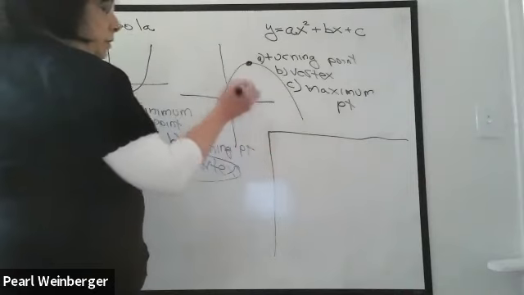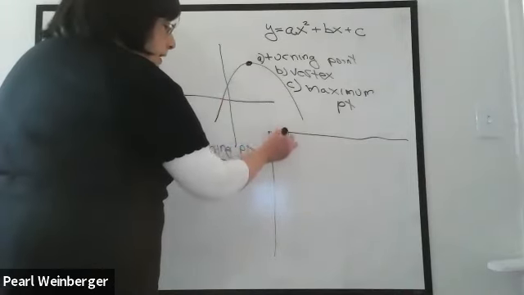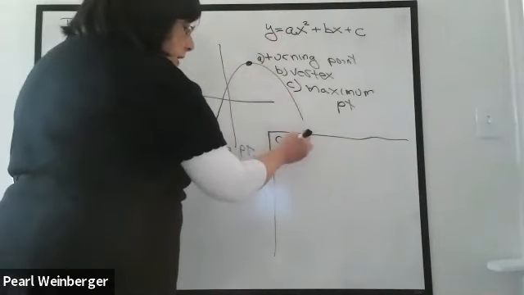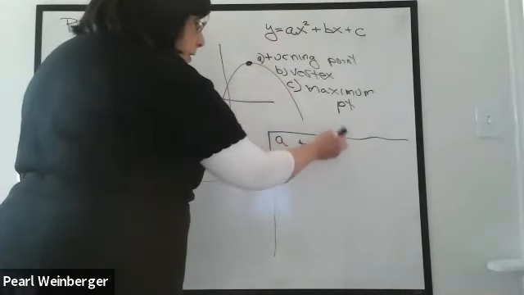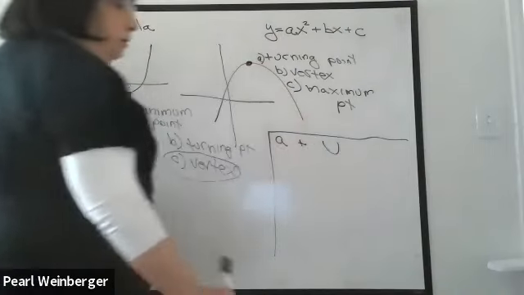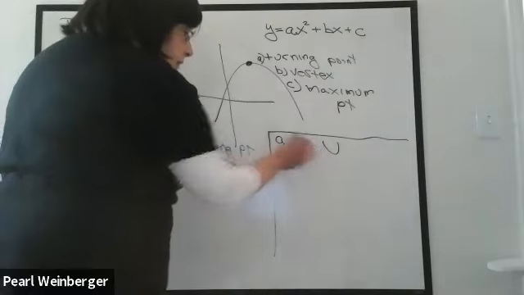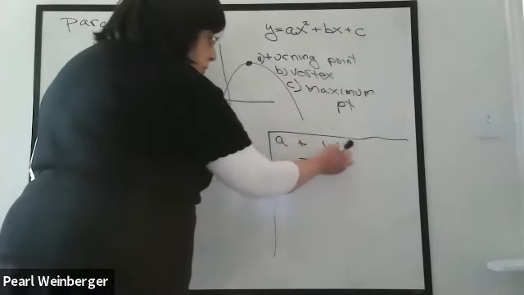Number one, when the A, the number in front of the x squared, is positive, the parabola opens up. When the A is negative, the parabola opens down.